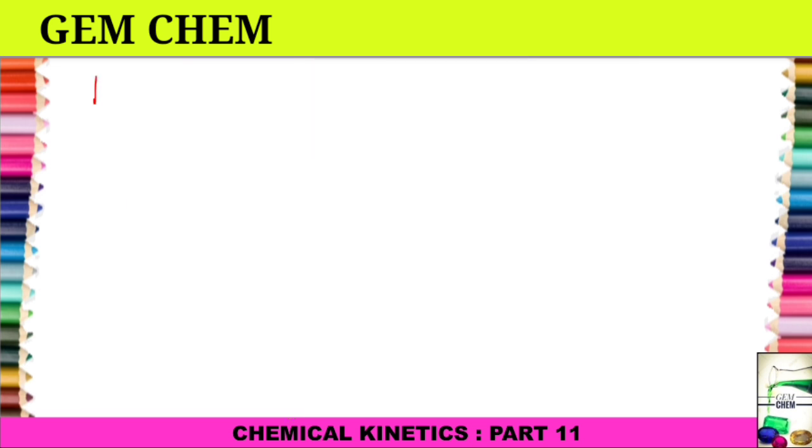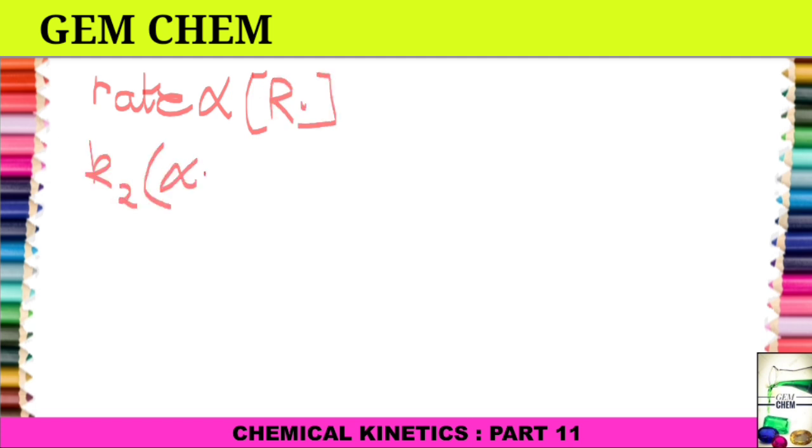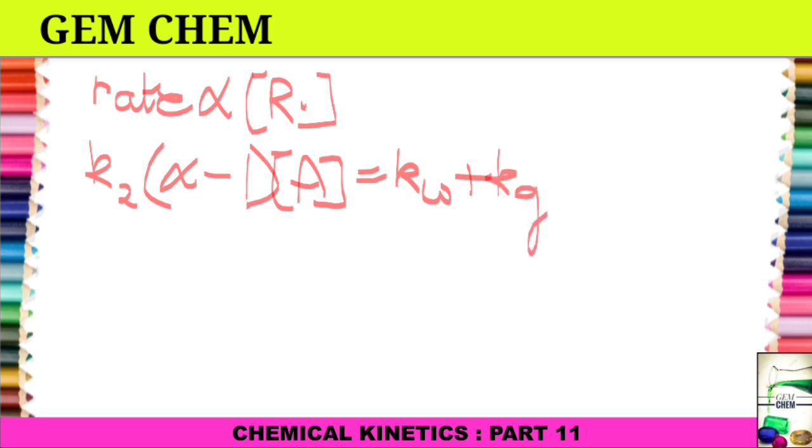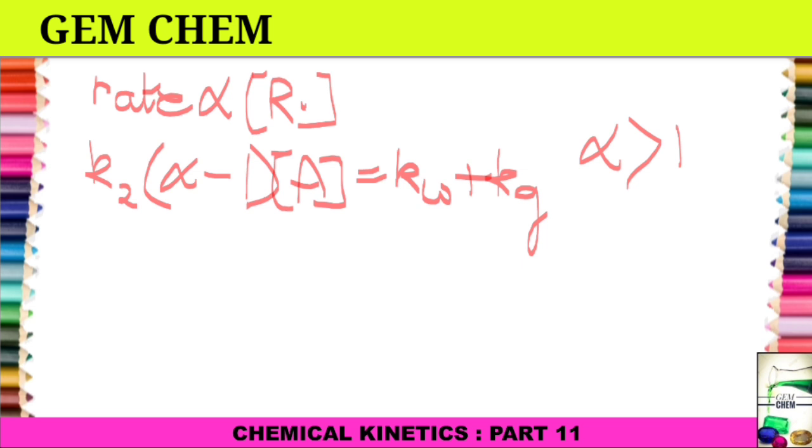We already know that the rate is directly proportional to R dot, and here we can have a glance that K2 alpha minus 1 concentration of A becomes equal to Kw plus Kg when alpha is greater than 1. So if the denominator is 0, we have already seen that the concentration of R dot will be infinite. This reaction proceeds with such a huge rate and leads to an explosion.